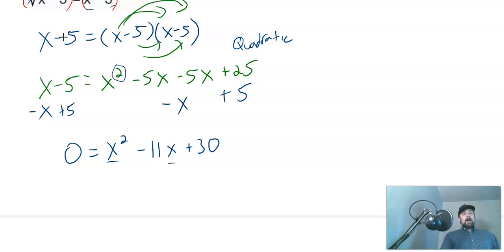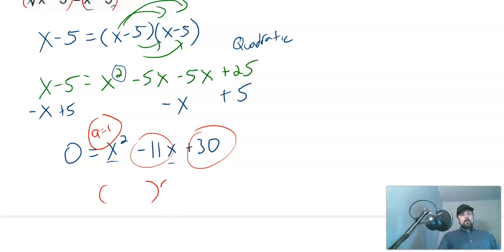Right, so this one will factor. We can use the shortcut because a is equal to 1. So we just need to find two numbers that multiply to 30, add to negative 11. Those two numbers would be negative 6 and negative 5. So those will be my two factors.